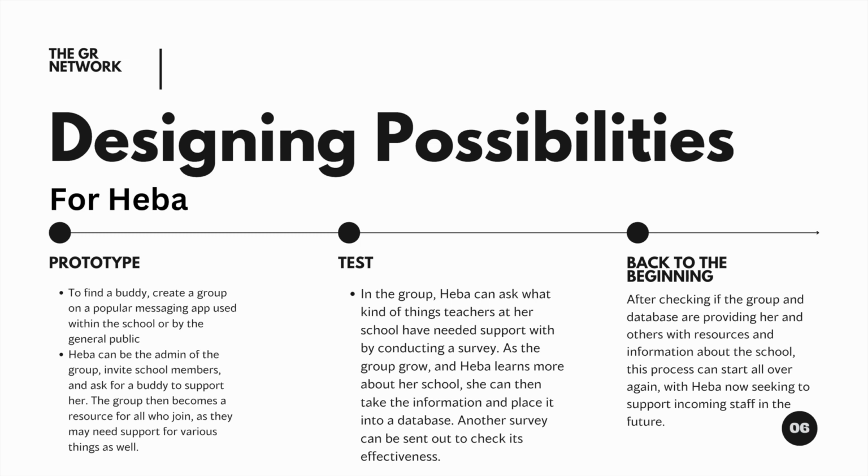To test if the group is effective, Heba can ask what kind of things teachers have needed support with by conducting a survey. As the group grows and Heba learns more about her school, she can then take this information and place it in a database. Again, surveys can be used to check the effectiveness and use of the database by the group members.